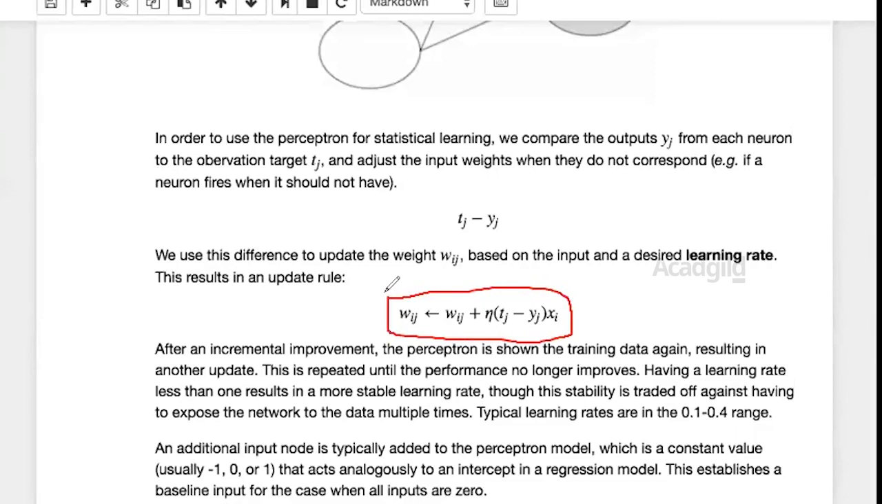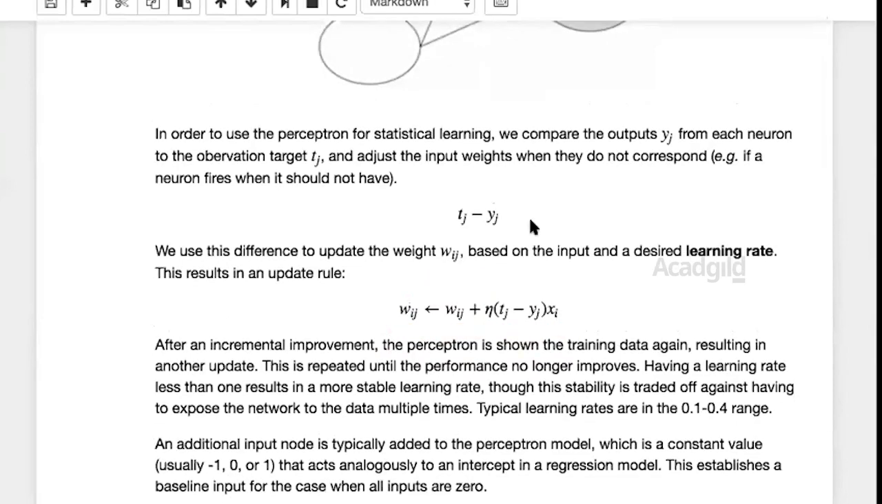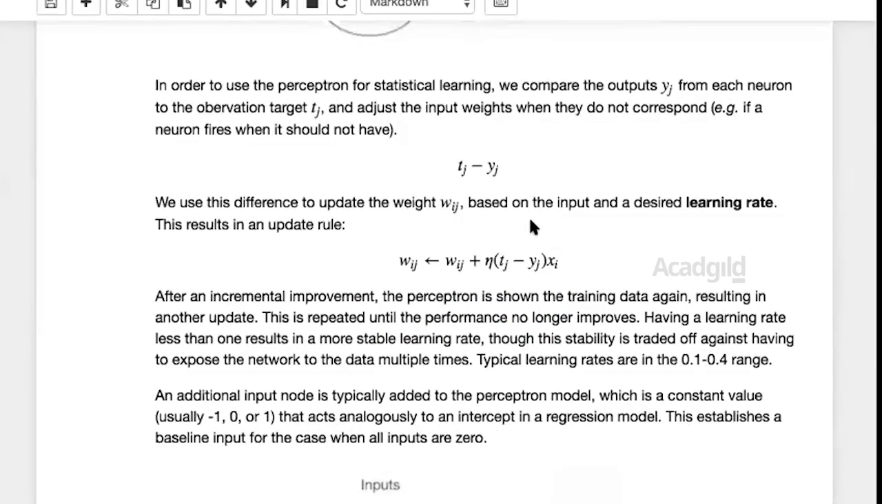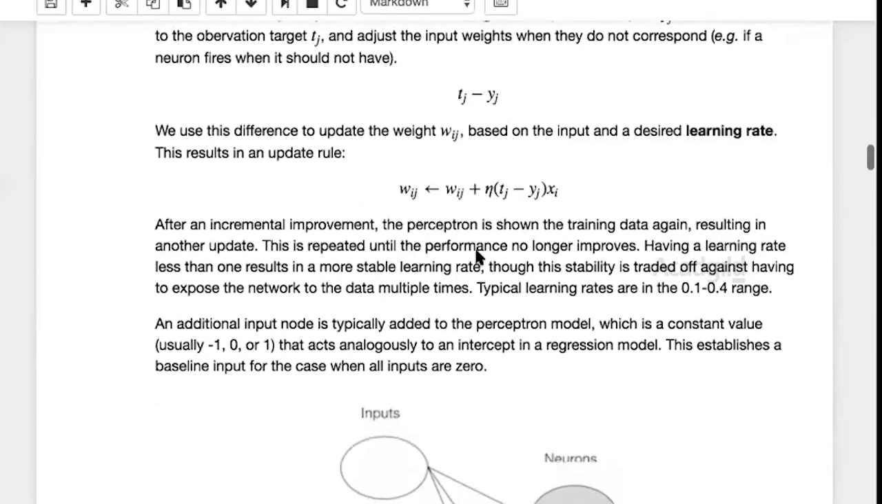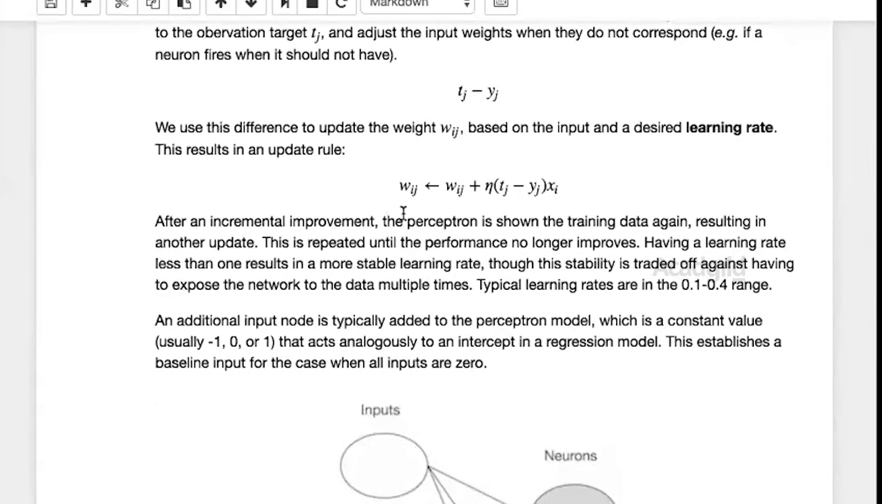But this step is important, guys. We'll look at what a learning rate is as well. Great, moving on. So now that you have weights, we started with some random weights, and after each step, we updated the weights based on the input, the outputs, and some learning rate. The learning rate is called ETA, or eta. After the incremental improvement, the perceptron is again shown that same input training data, and then the cycle is repeated. So there's another update. This process is repeated until the performance no longer improves. When I say performance, it could mean accuracy or recall, or the loss function tapers off.